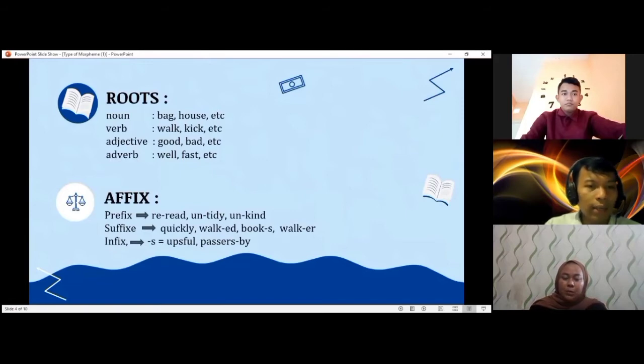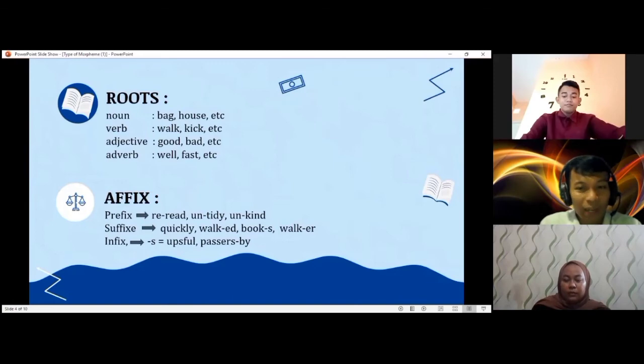And now, the examples of affix. The first one is prefix, such as reread, untidy, unkind. So for example, for suffix, like quickly, walked, books, worker. For example, for infix, like ups for pressures by. Well, that's what I can explain about roots and affixes, not only about their meaning, but also about some examples in them.